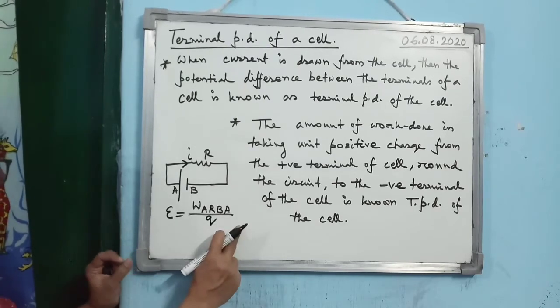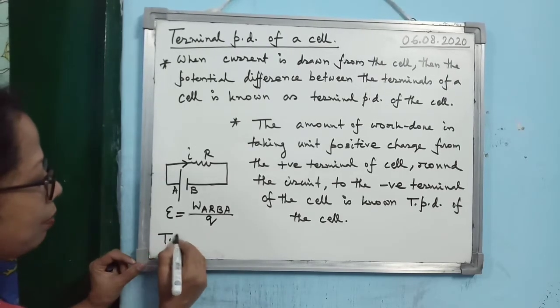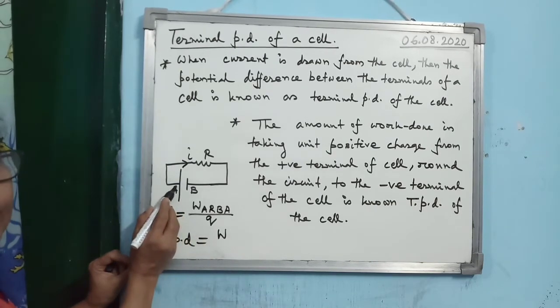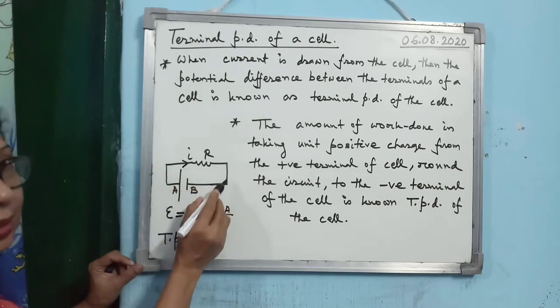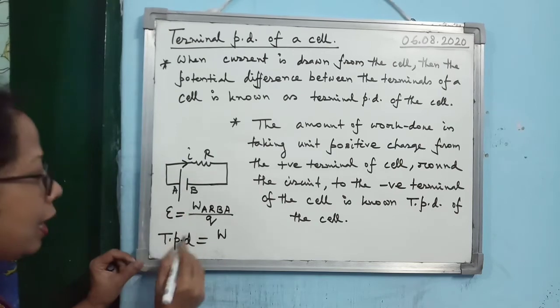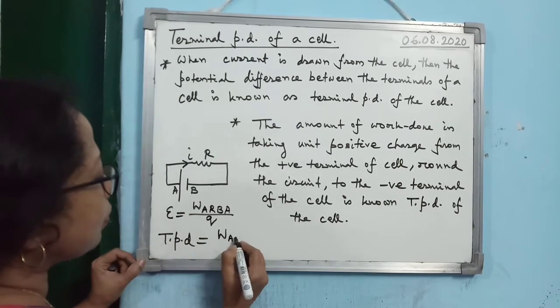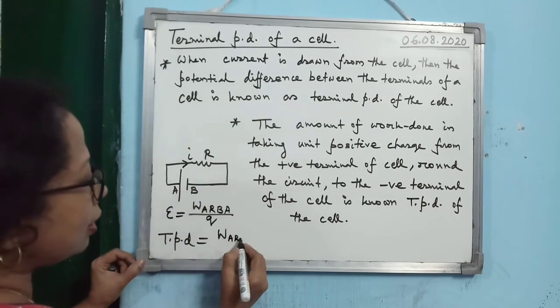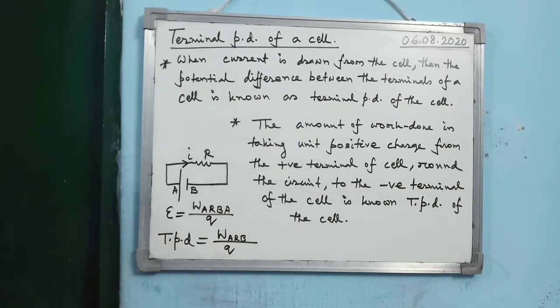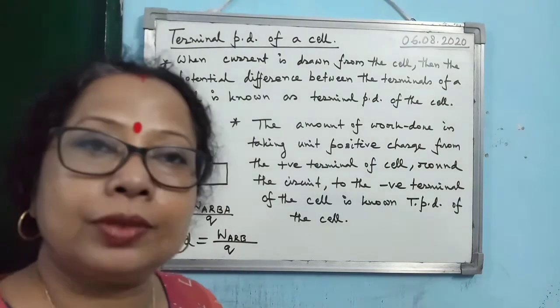That is EMF of the cell. Now, terminal PD we write as the work done to take unit positive charge from the positive terminal via the external circuit, around the circuit, to the negative terminal. So terminal PD, you can write W_ARB divided by Q. This is the terminal potential difference of the cell.